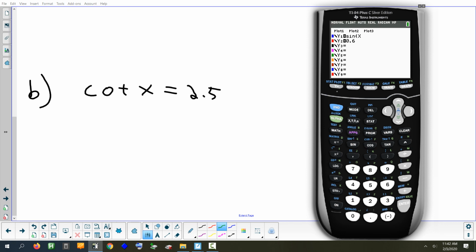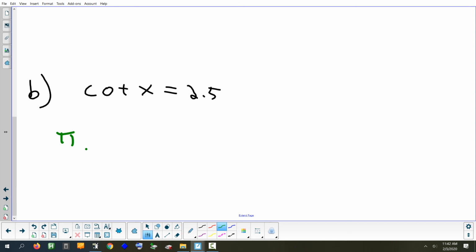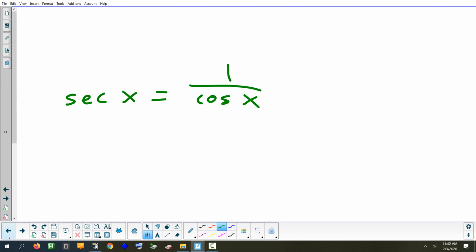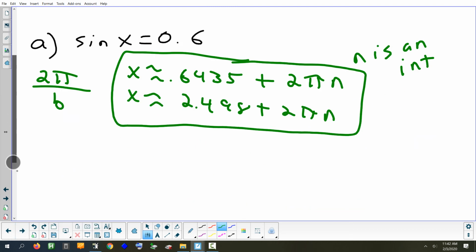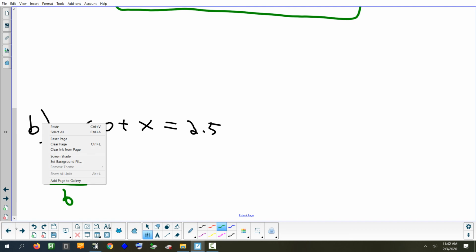Zach? 1 over tangent. That's cotangent. And now in y2, I'm going to put 2.5. Now, I don't want to confuse myself, so what I'm going to do is only graph one cycle. The formula to find the cycle, tangent and cotangent, is different than sine and cosine. Sine and cosine, I thought I wrote 2, yeah, right there, 2 pi over b. Tangent and cotangent, pi over b.